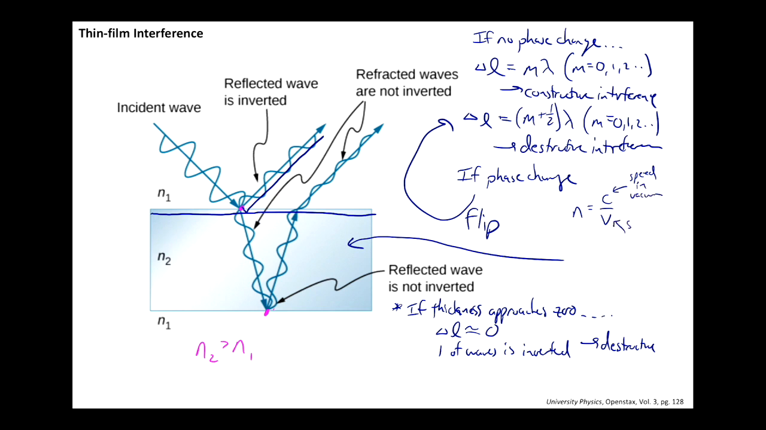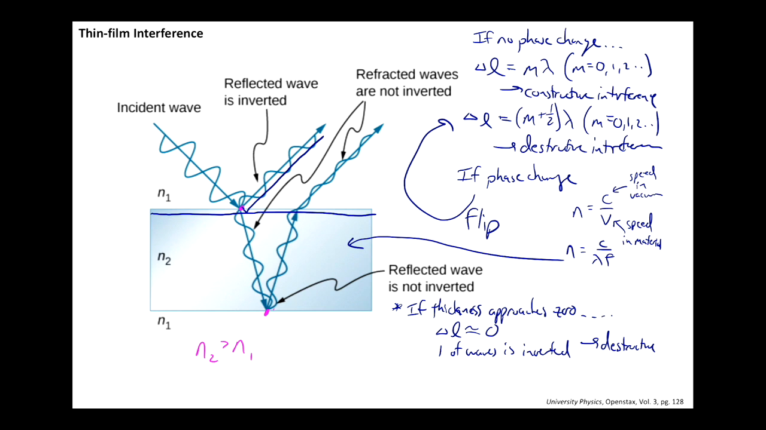And this is the speed in the material, whatever that material happens to be. n is equal to c over v. And you may remember also that we have an equation for v. Anybody? Something times something. Lambda f. v is lambda f. So let's rewrite this as n is equal to c over lambda f.